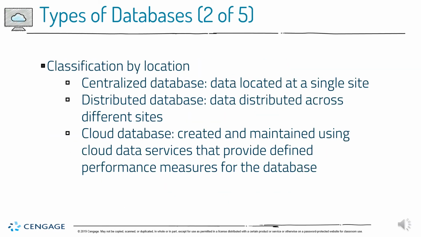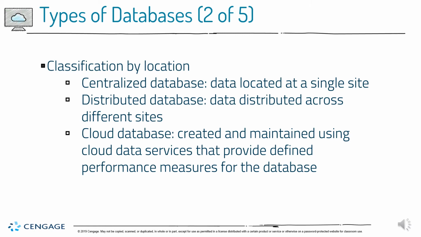For example, a database that supports data located at a single site is called a centralized database. A database that supports data distributed across several different sites is called a distributed database. Both centralized and decentralized databases require a well-defined infrastructure to implement and operate the database. Typically, the infrastructure is owned and maintained by the organization that creates and operates the database.